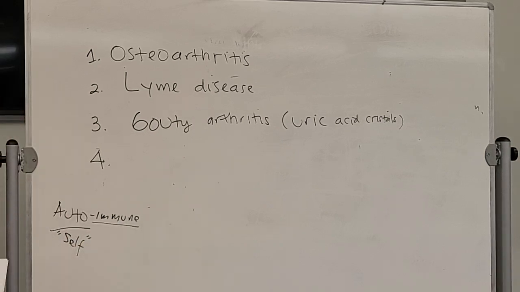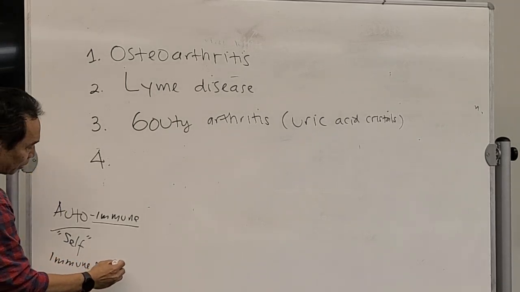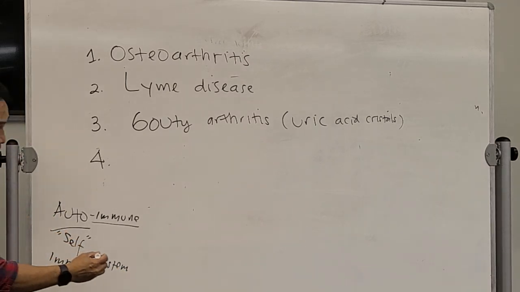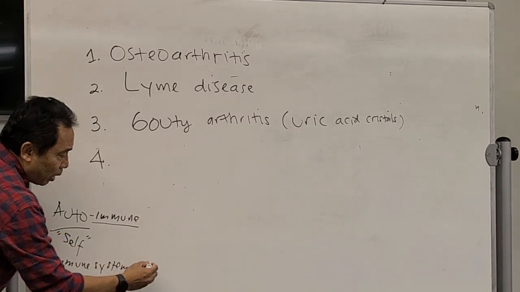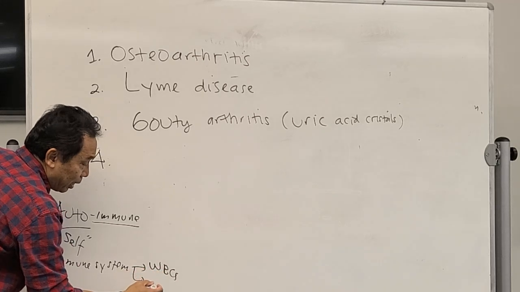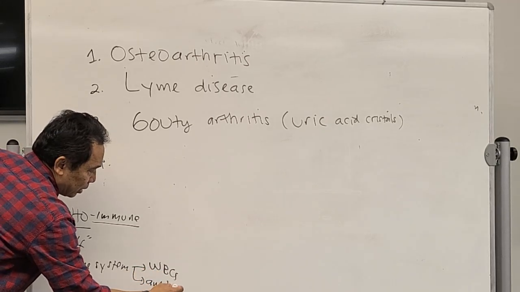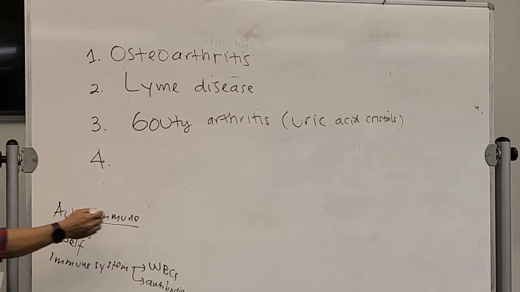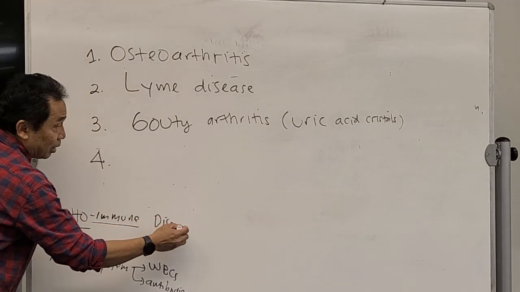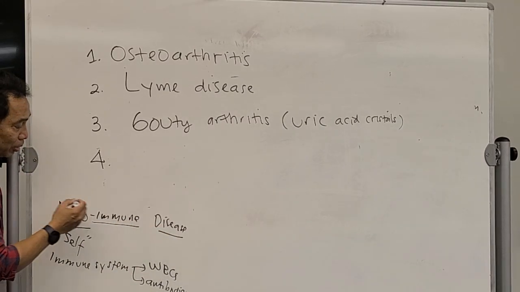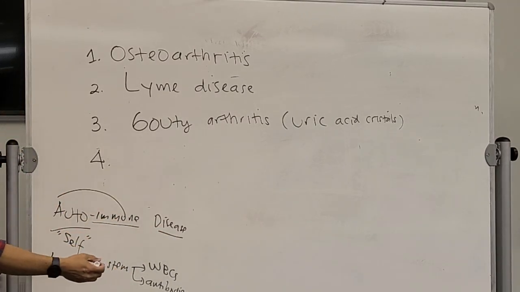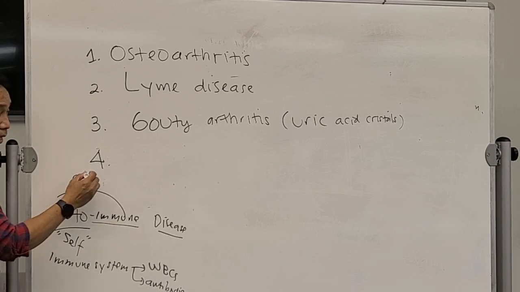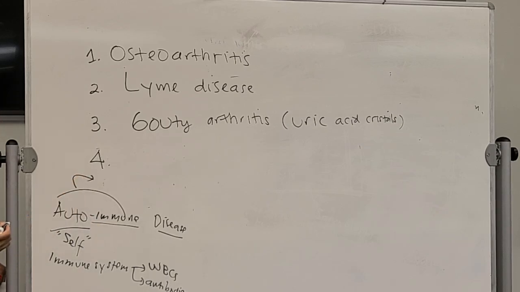So we have an immune system, right? We have an immune system in our body. Remember, there are 11 systems. One of them is the immune system, and this immune system is usually done by white blood cells and also by antibodies. Now, autoimmune disease means disease that is caused by our own immune system. So basically, our immune system is actually attacking our tissue, killing our own tissue. That's what we call autoimmune disease.